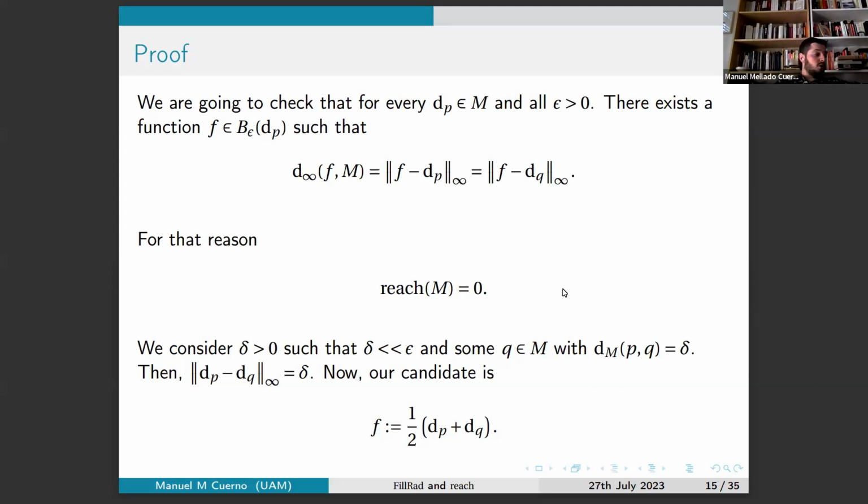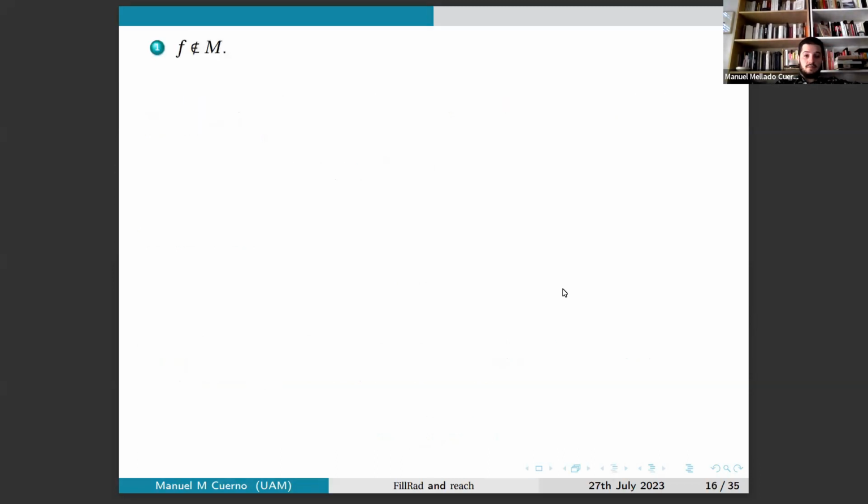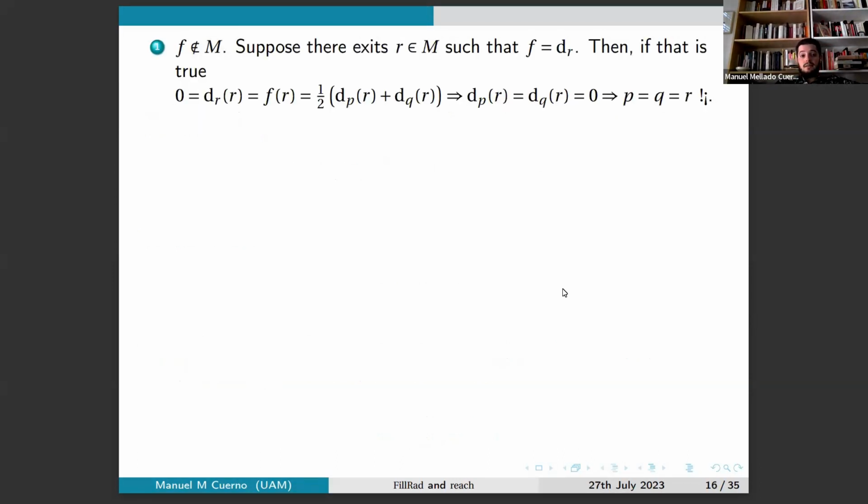And now we have only to prove three easy claims. The first, that this function is not in the isometric copy: if F is a point in the isometric copy of M, then the distance from F to R would be the distance of R to R, so it would be 0. But this quantity is greater than 0.